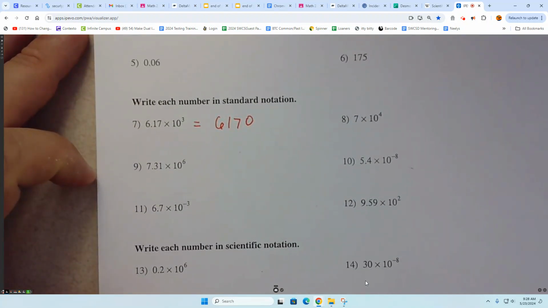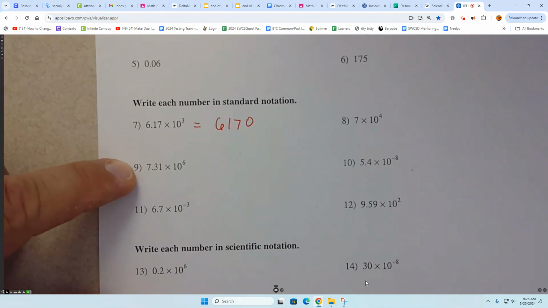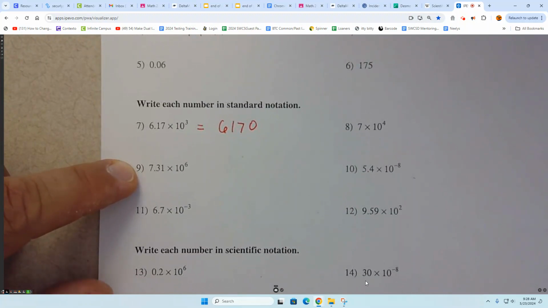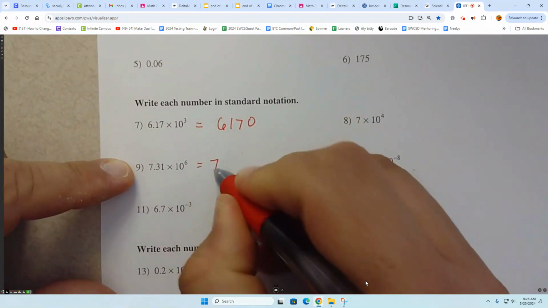Can someone give me this answer? How many zeros will this have? 6. 4, 5. 4. Oh, wait, my bad, I thought we were doing 8. It'll have 4.